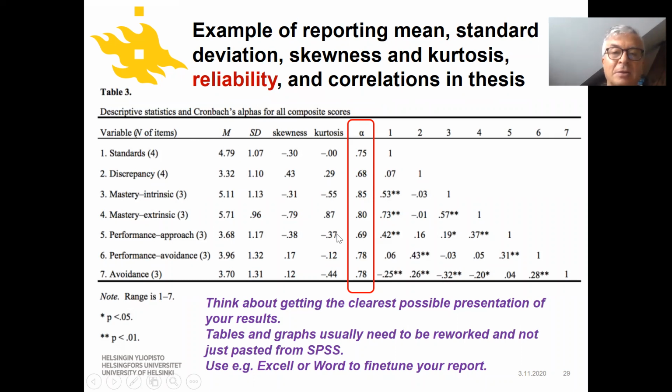You could leave out the skewness and kurtosis and just talk about it, and you can easily, of course, have just the mean and standard deviation and the alpha in one table and another table with the correlations. So you don't have to have everything in the same. There's not just one way of reporting it. You can do it your way.